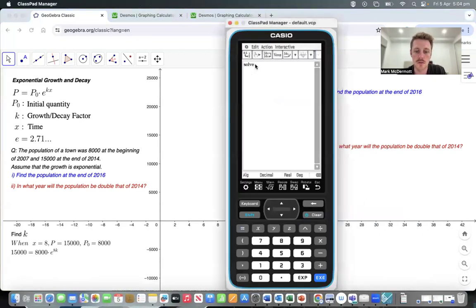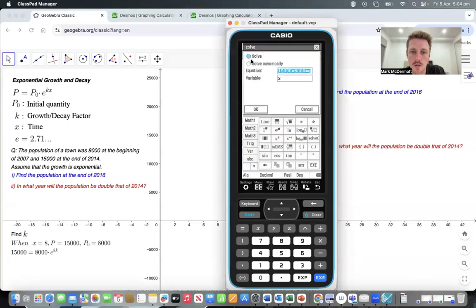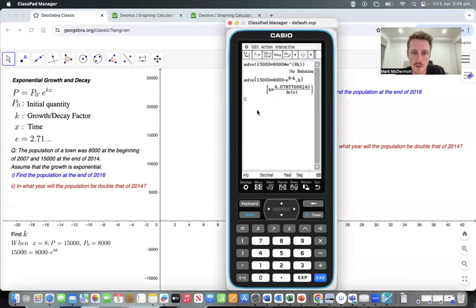So we're going to solve 15,000 equals 8,000 multiplied by e to the 8k. In respect for k, I think if I do that, it'll solve for k. No solution. Let me try that again. I take interactive, advanced, solve for k. There we go. So we get that. Let's put it as standard.